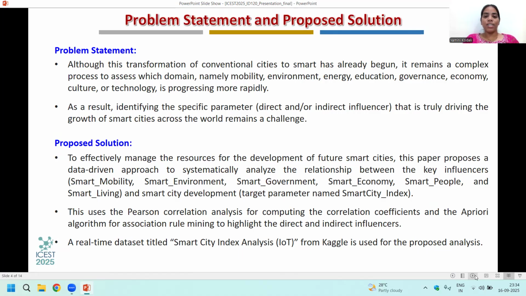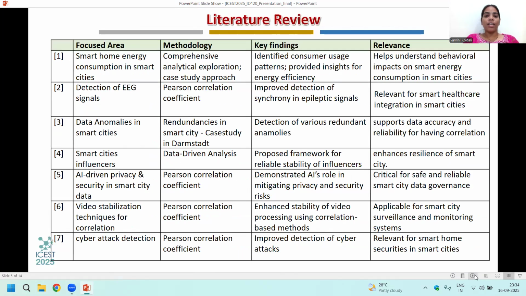Proposed solution. To effectively manage the resources for the development of future smart cities, this paper proposes a data-driven approach to systematically analyze the relationship between key influences like smart mobility, smart environment, smart government, smart economy, smart people, and smart living. The target parameter here is the Smart City Index. This uses Pearson correlation analysis for computing the correlation coefficients and the Apriori algorithm for association rule mining to highlight the direct and indirect influences. A real-time dataset, Smart City Index Analysis from Kaggle, is considered for this proposed analysis. And these are the literature works that I have considered, with focus area, methodology, key findings, and relevance.